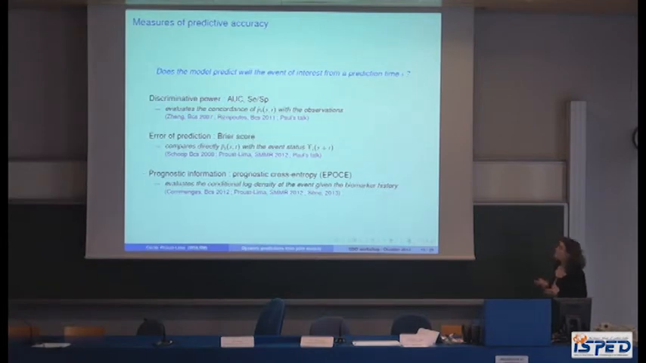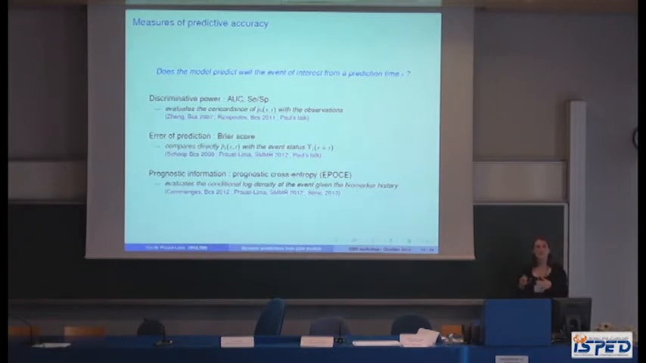So the first one is to evaluate the discriminative power using the AUC, the sensitivity or specificity, which evaluates the concordance there is between this predicted probability and the event. A second one, which is quite well known, is the error of prediction with the Brier score, which compares directly this predicted probability with the event status.